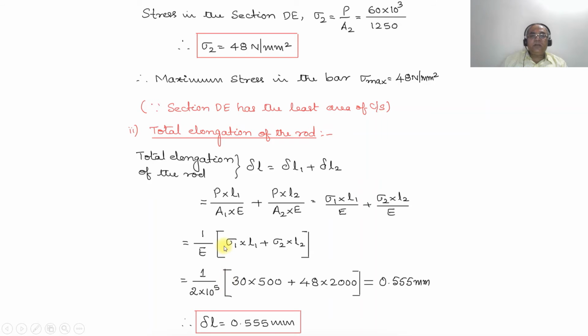Therefore, that will be equal to 1 by 2 into 10 to the power of 5 multiplied by sigma 1, which is 30 into 500, plus 48 into 2000. So the total elongation of the rod will be equal to 0.555 mm. So this is how you will be able to find the solution for this problem.